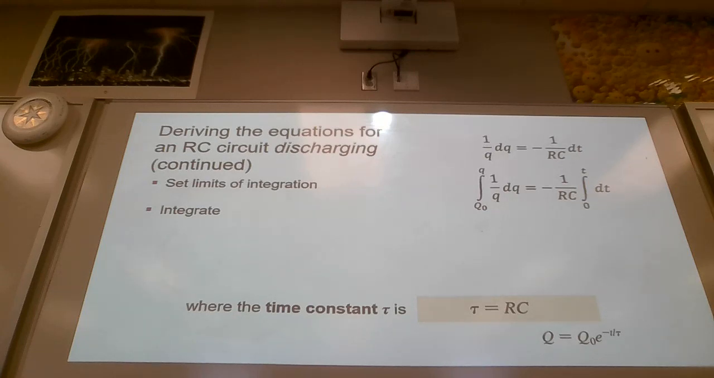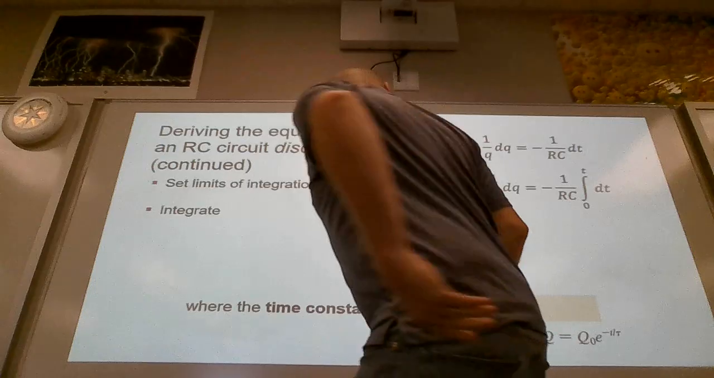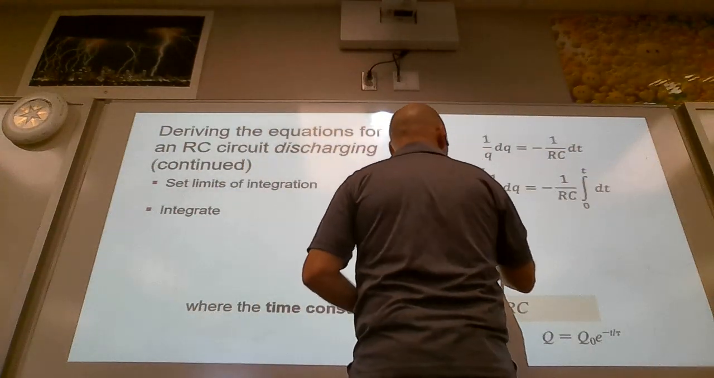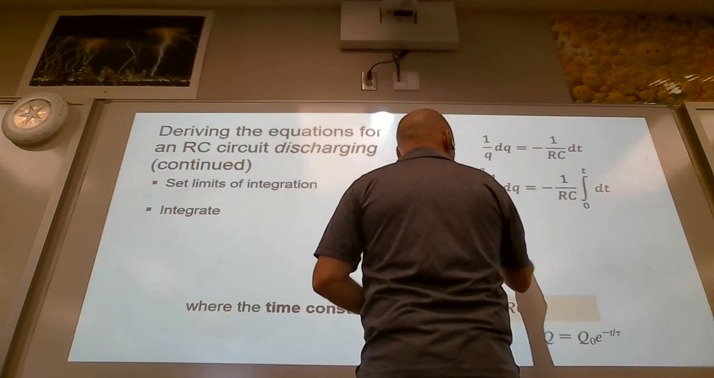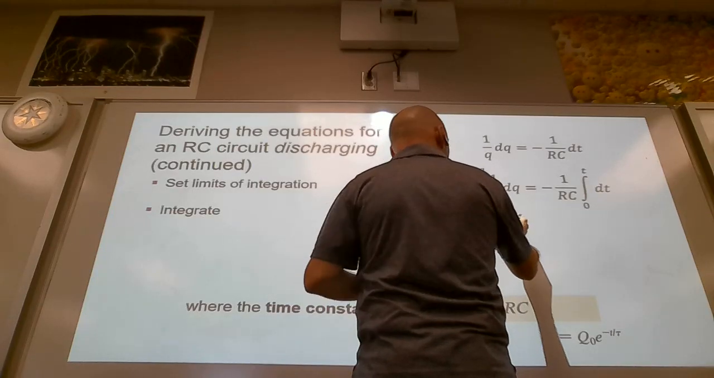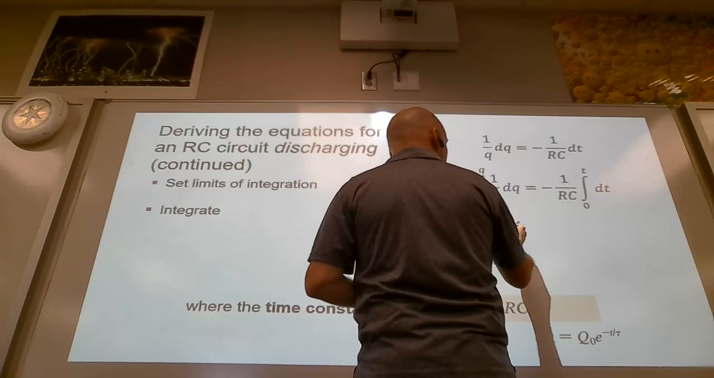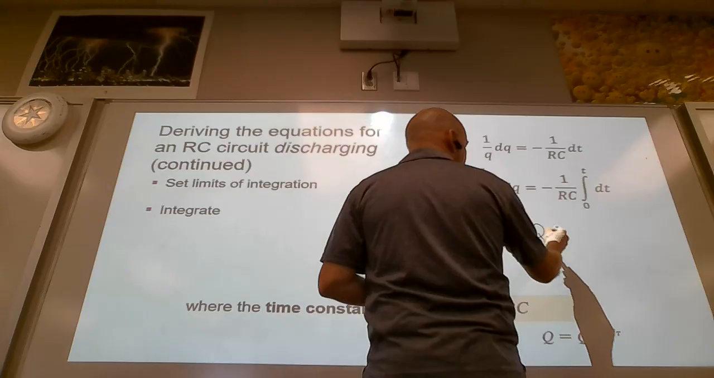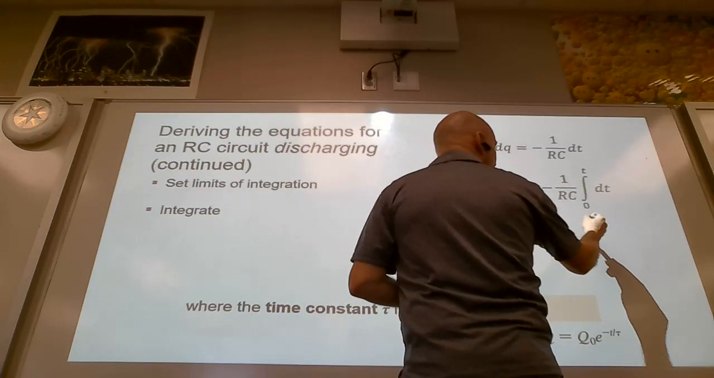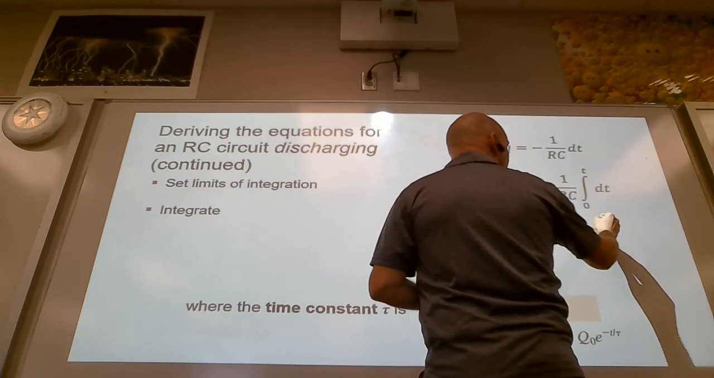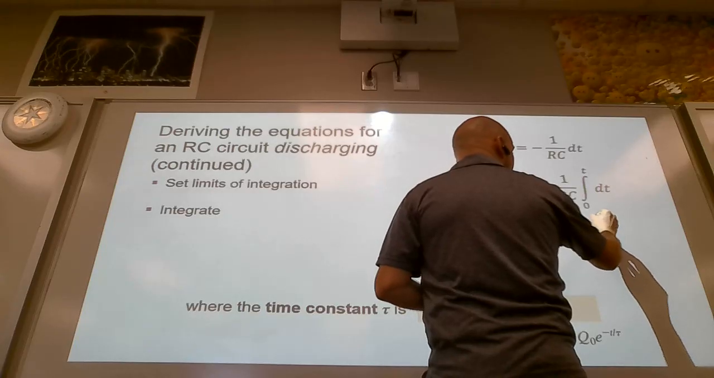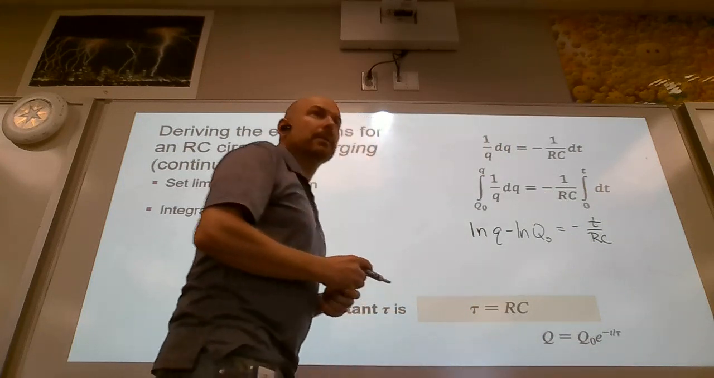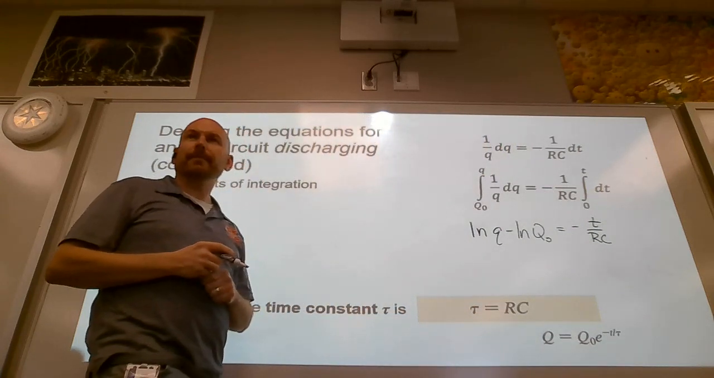Okay, so when we do this, we get natural log of q minus natural log of q naught, absolute value, yada, yada, yada. And you get negative t over RC. You okay with that?